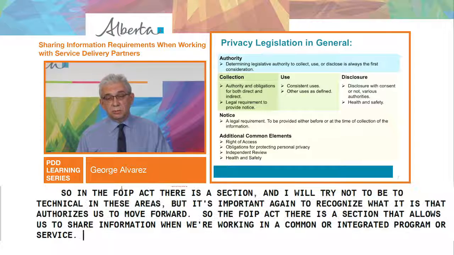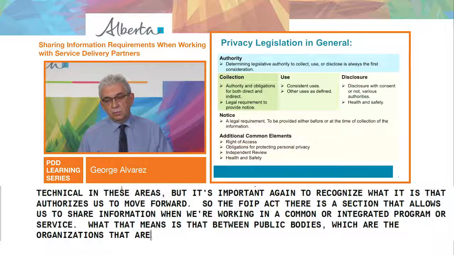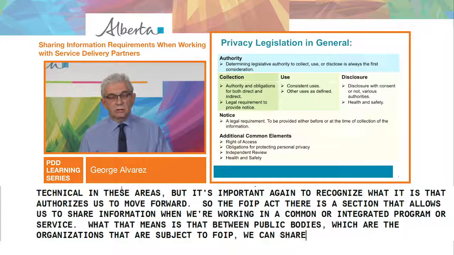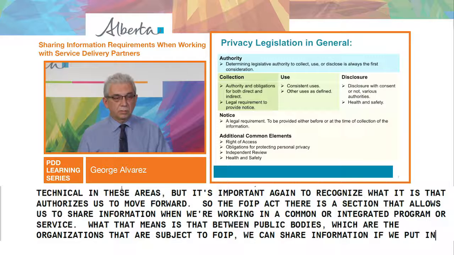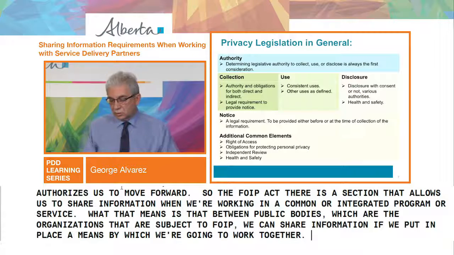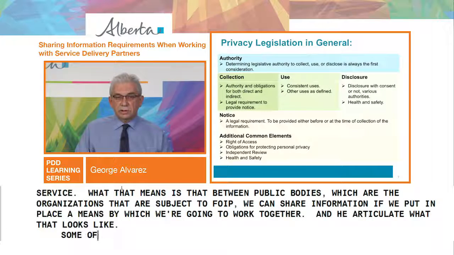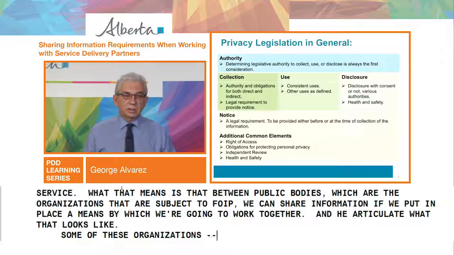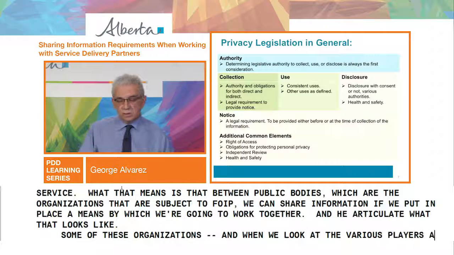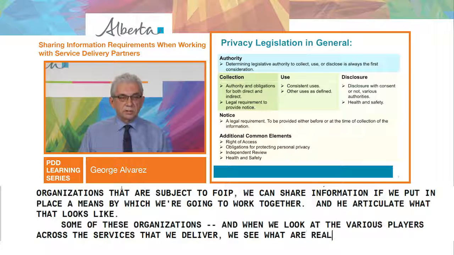What that means is that between public bodies, which are the organizations that are subject to FOIP, we can share information if we put in place a means by which we're going to work together, and we articulate what that looks like. Some of these organizations, and when we look at the various players across the services that we deliver, we see what are really patterns that emerge.